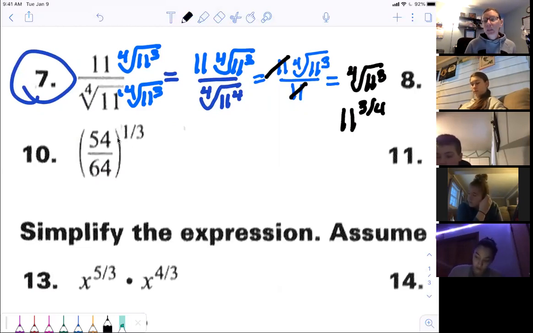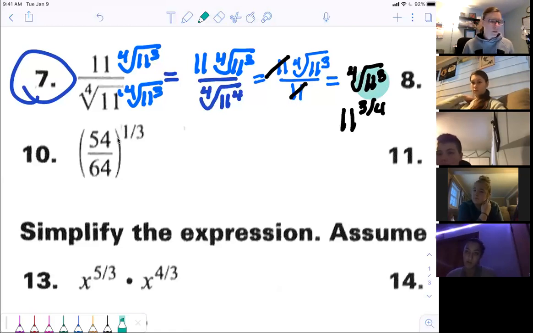So you could keep it like this. You could have also cubed 11. And then you could have left it as that number, whatever 11 cubed is. So that would have been your other option. Any questions on number 7? So 11 to the 3/4 or the 4th root of 11 cubed, and you could actually cube 11 and get that value.